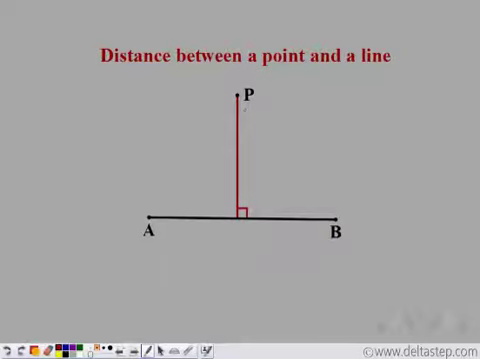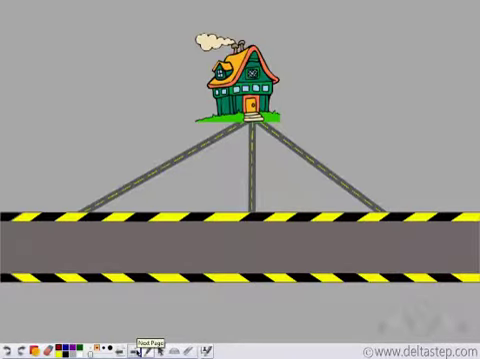So if we need to find the distance between a point and a line segment, we draw a perpendicular from the point to the line segment. It gives the distance between the point and the line segment, and it also denotes the shortest path from the point to the line segment. So now can you say which route should you take? Well, this route is perpendicular to the street. So we should take this route as it is the shortest path from your home to the street.